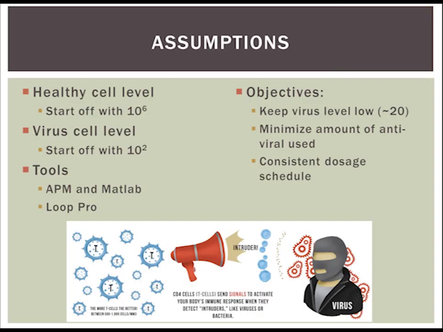All right, so we'll start off with the assumptions we made in optimizing a controller for treating an HIV patient. We started with an initial value for the healthy cells of 10 to the 6th and an initial value of 100 viruses. And the tools we used for analyzing this problem were APM and MATLAB in conjunction and LoopPro.